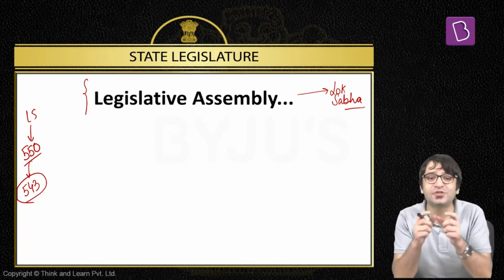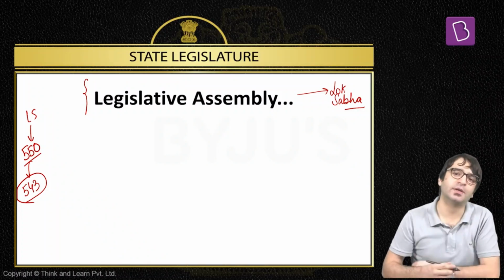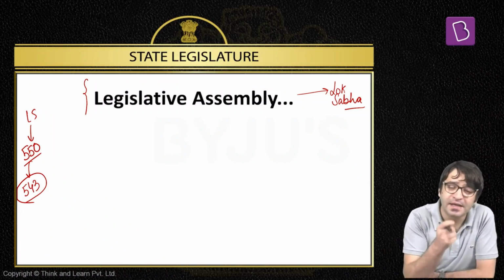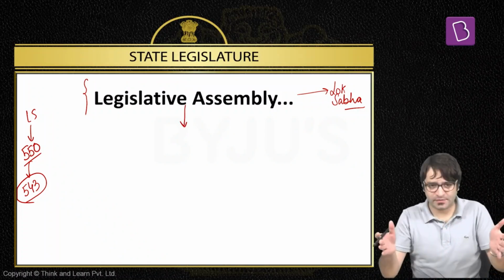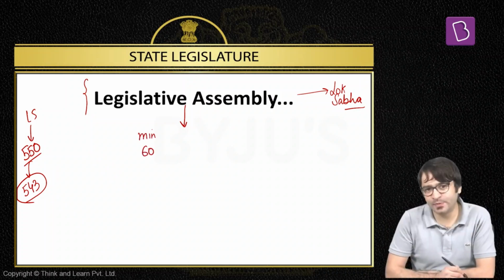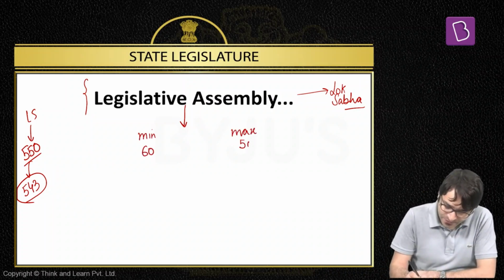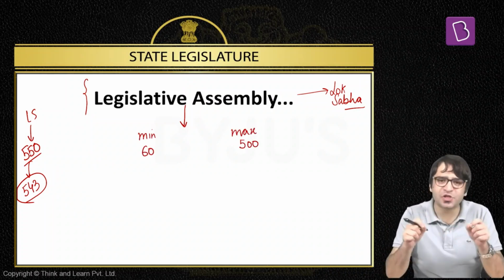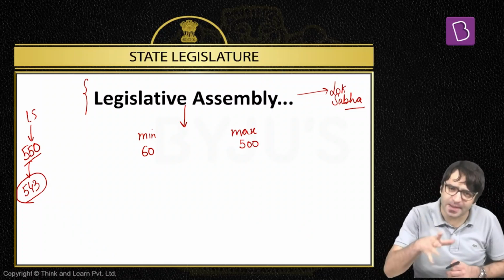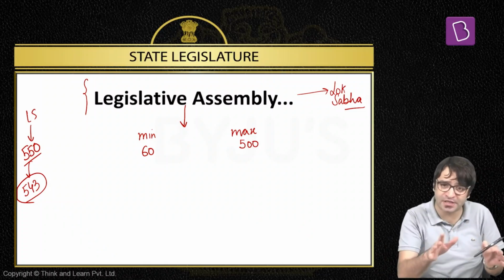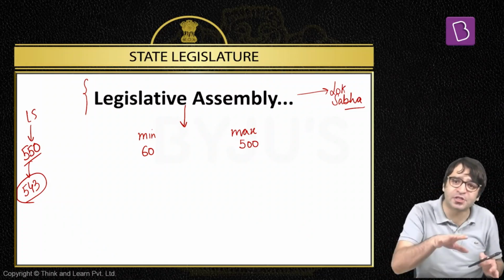But what is going to be the strength of legislative assembly? Constitution does not talk about what is the composition of legislative assembly. But Constitution talks about a range. And what is that range? Minimum members in a legislative assembly has to be 60, and the maximum it can go up to is 500. Constitution does not fix the strength of legislative assembly. It only prescribes a range: minimum 60 MLAs, and the maximum number of MLAs that can be there in a legislative assembly is 500.